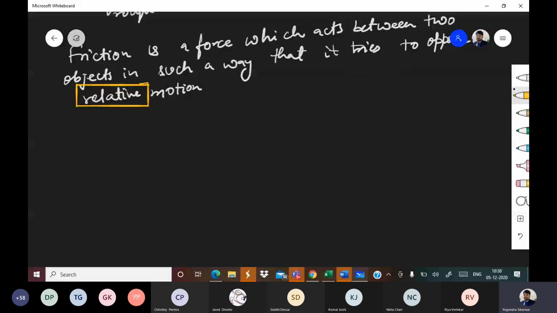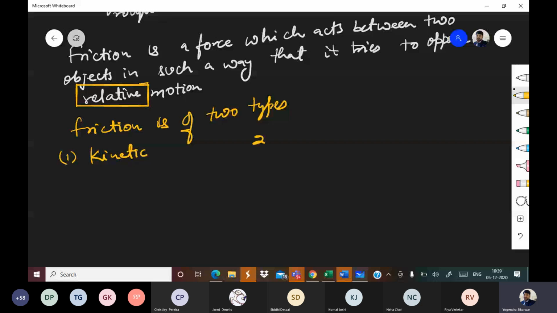So friction is of two types. Number one, kinetic, and number two, static. I am calling kinetic number one because we are going to study it first. Okay. So, first of all, please write kinetic friction.